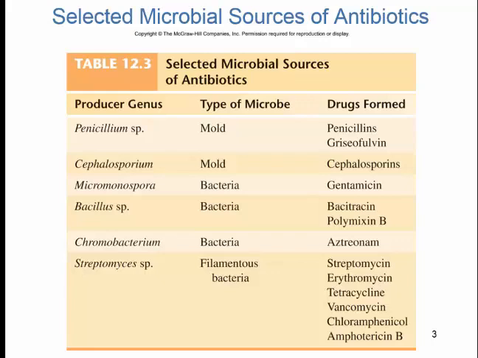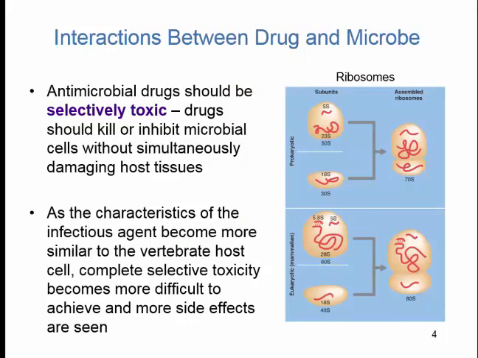Penicillium is how we have our various penicillins. Bacillus species produce things like bacitracin and polymyxin B. And of course, Streptomyces species, we've gotten quite a few various antibiotics from those. So the interactions between the drug and the microbe have to be this perfect balance. They need to be selectively toxic.